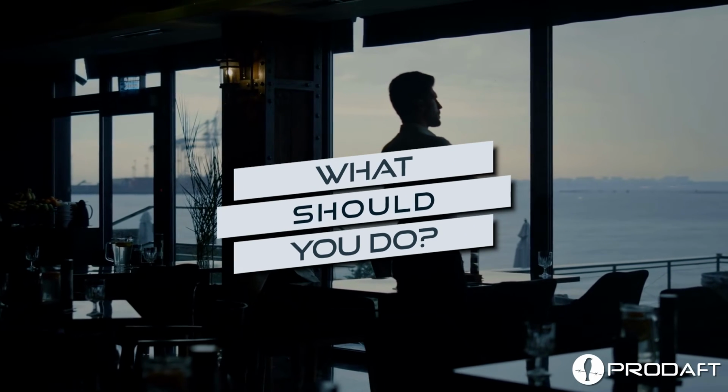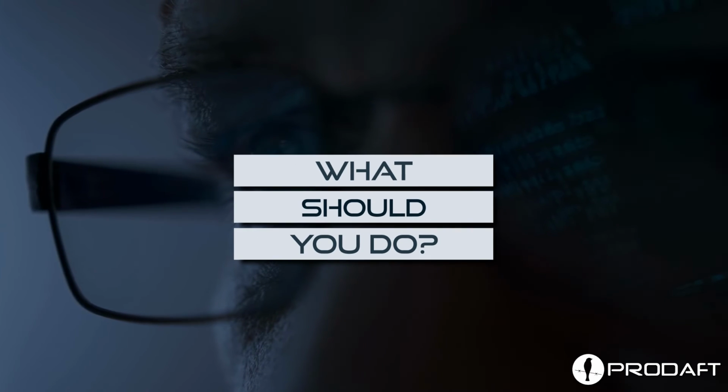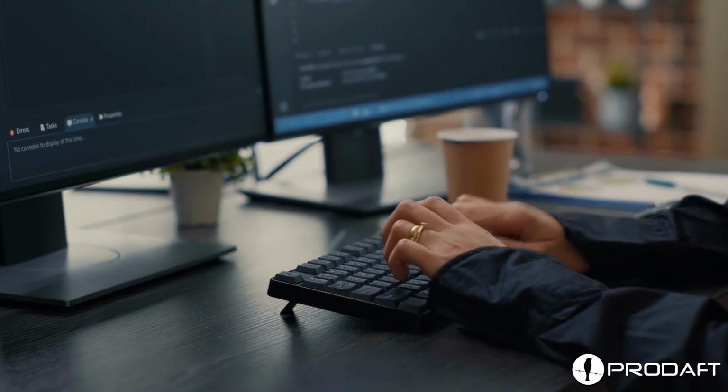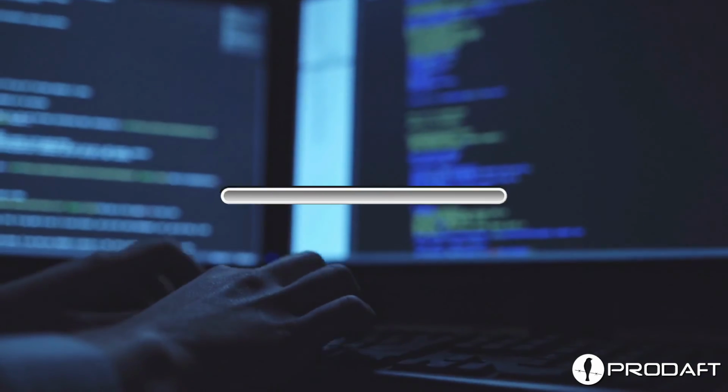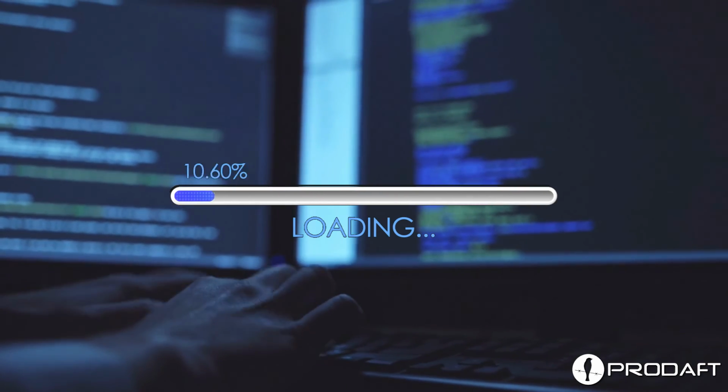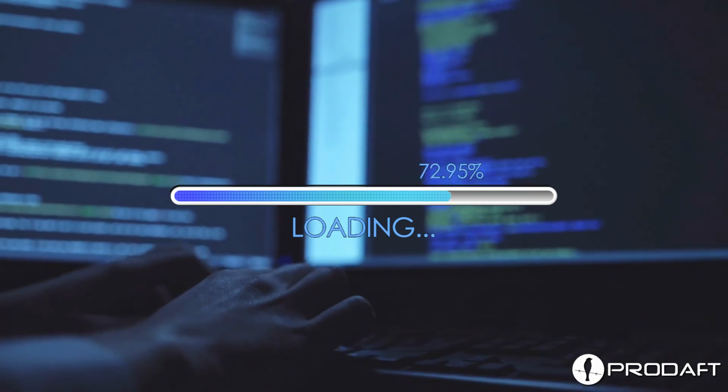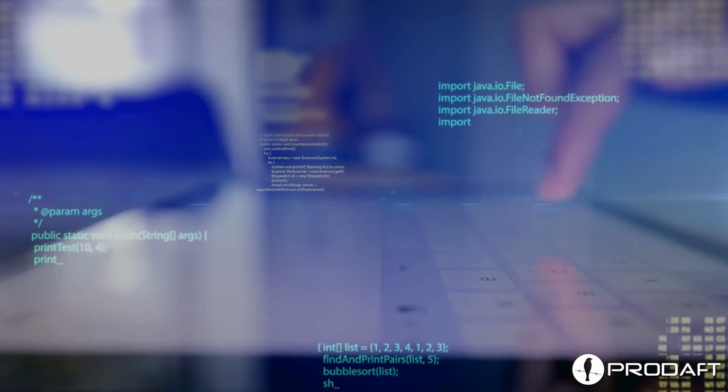What should you do? Now that you know what's the difference between a zero-day and a one-day vulnerability, how do you keep your systems and software protected? Simply look out for the latest patches and updates of the systems you use in your business to elevate your defenses.